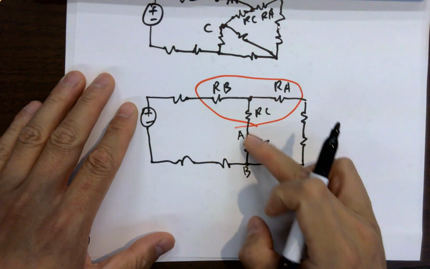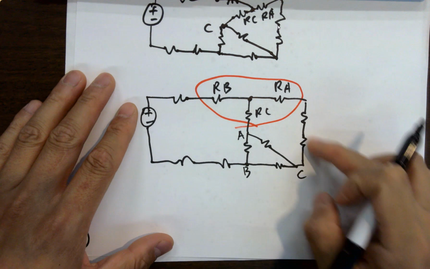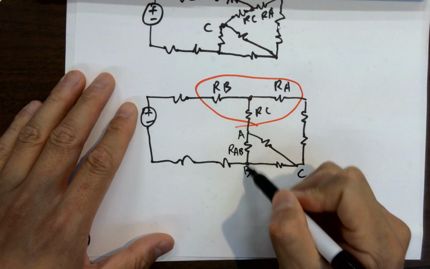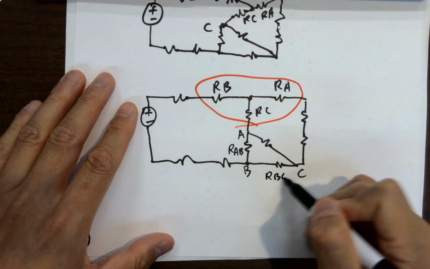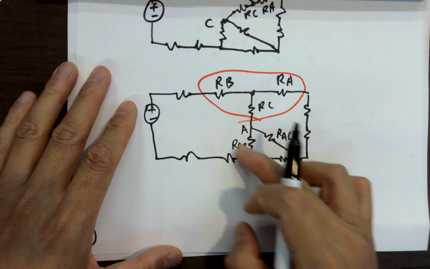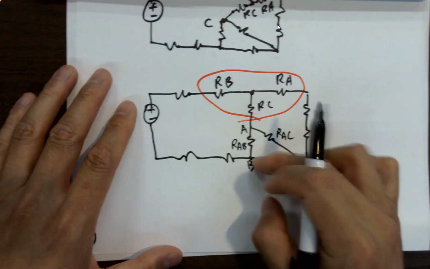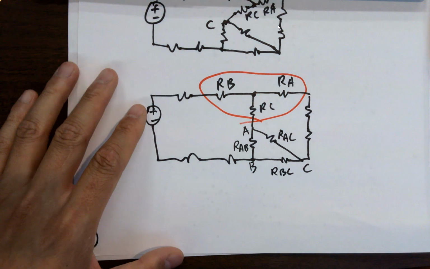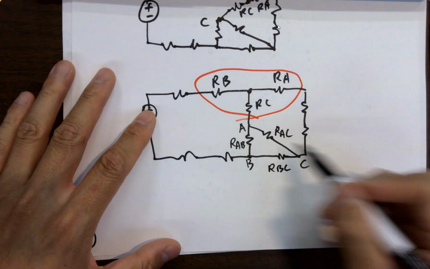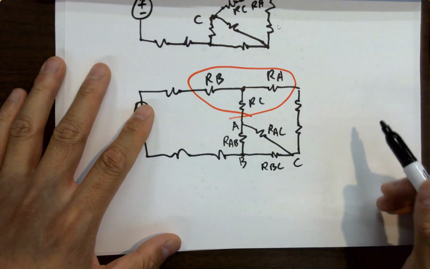So it's counterclockwise, right? A, B, C, counterclockwise. So this resistor will be RAB, because it's in between A and B. And this will be RBC. And this will be RAC. And these resistors are given in the problem. The original circuit is given. Then let's see how we want to convert the circuit, how it looks.